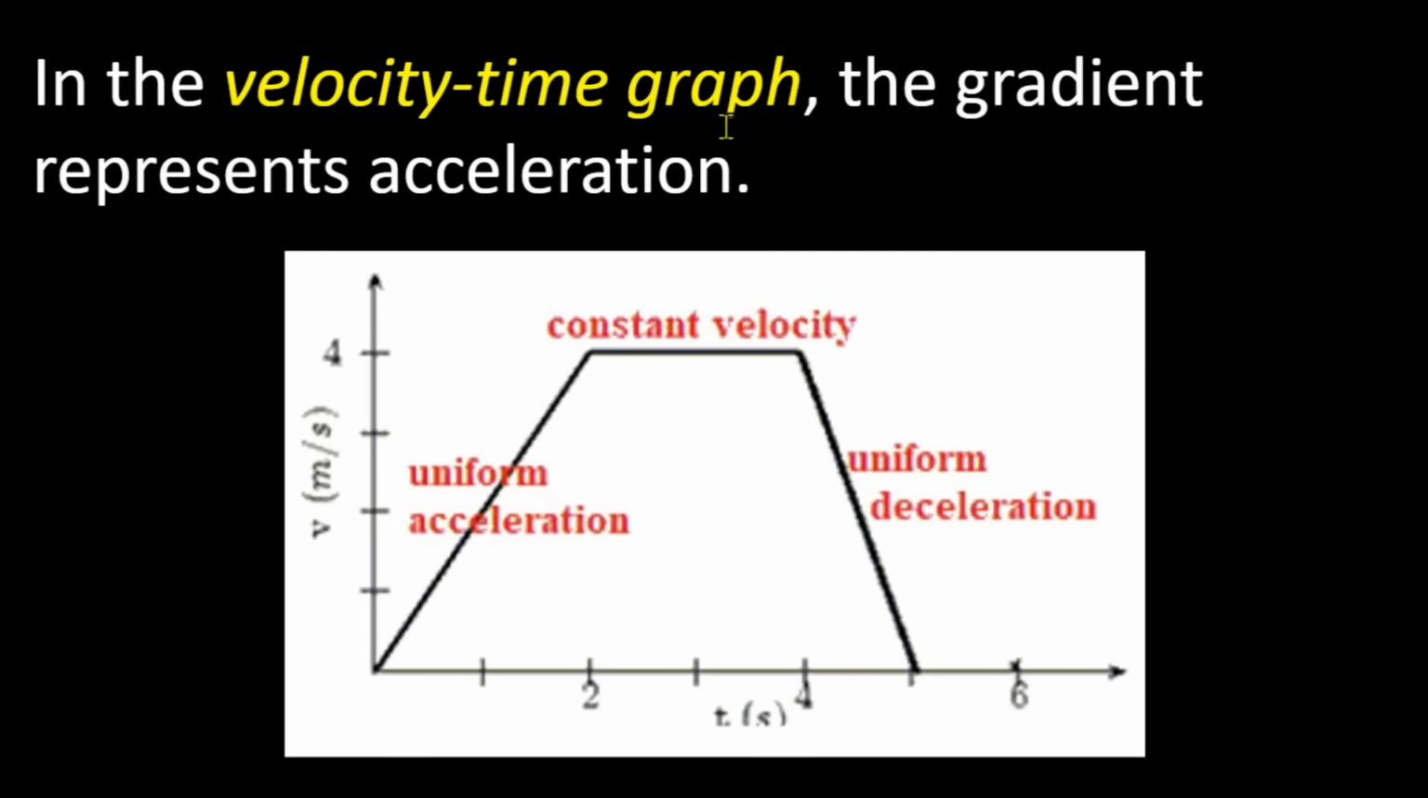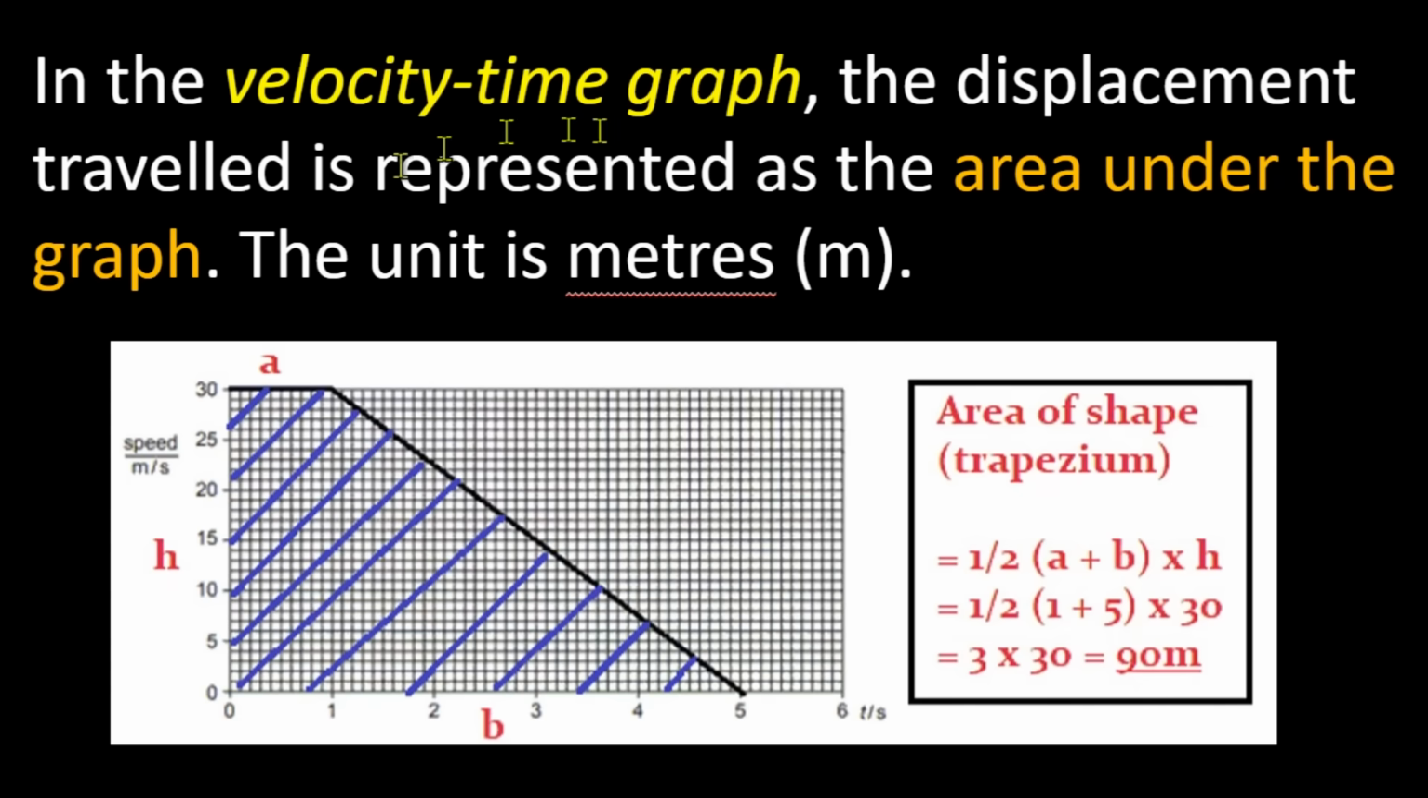In this velocity time graph, the gradient represents acceleration. An upward line means uniform acceleration. A plateau means constant velocity, no acceleration or deceleration, and a downward line means uniform deceleration. Also in the velocity time graph, the displacement traveled is represented as the area under the graph.